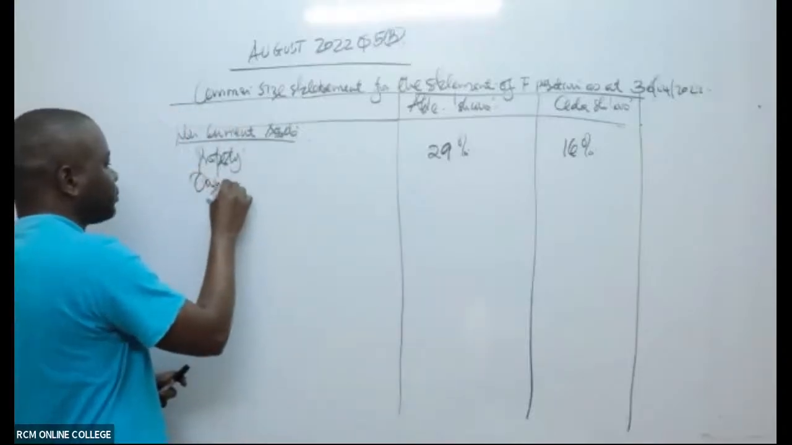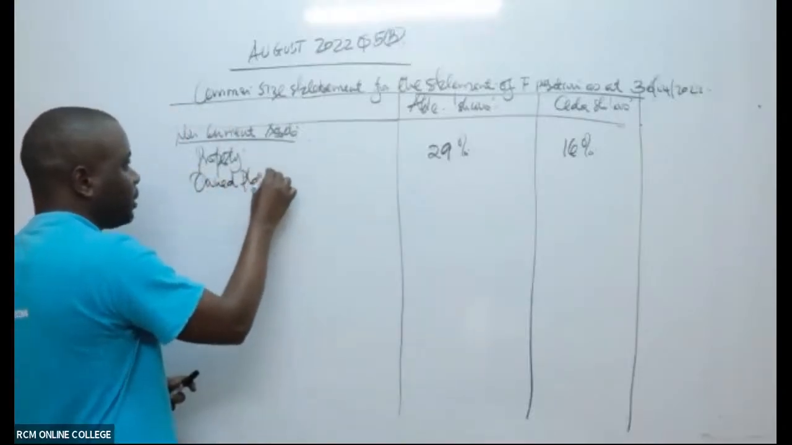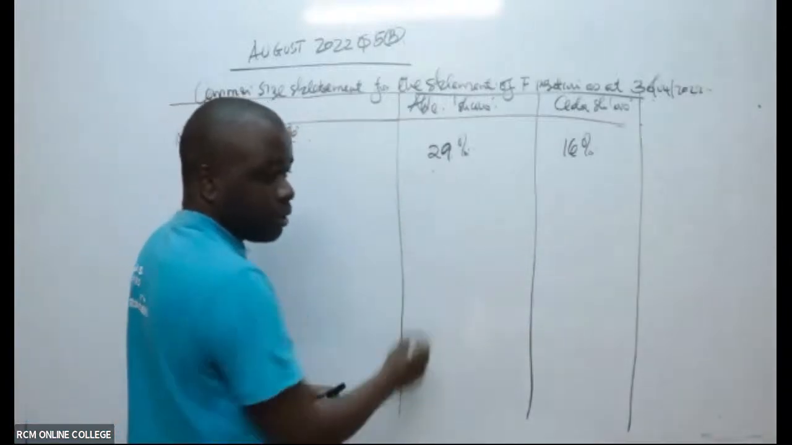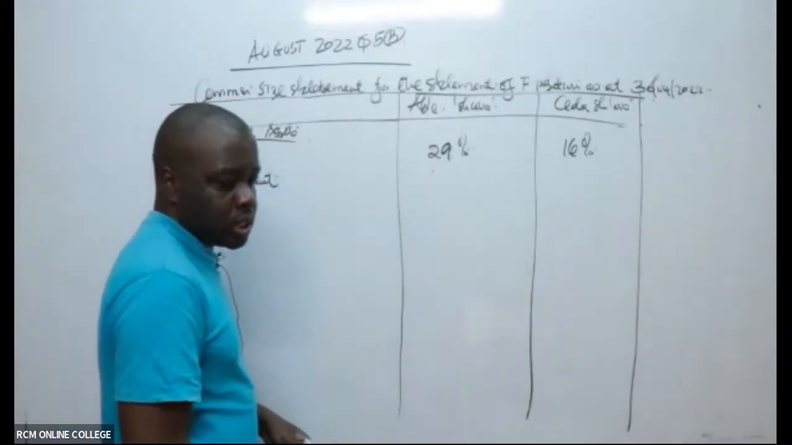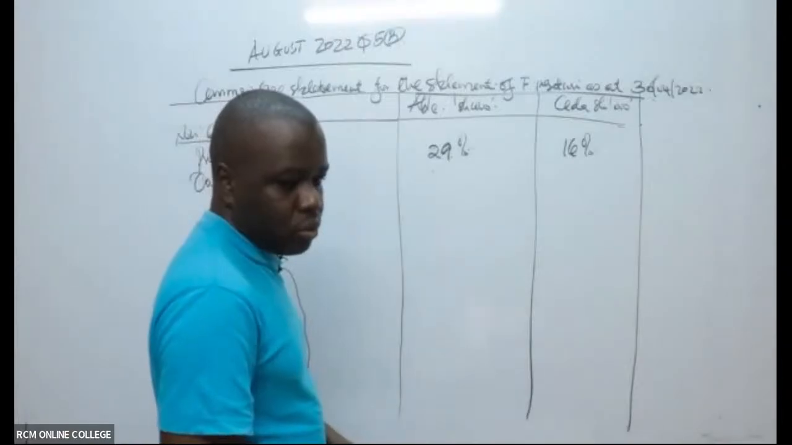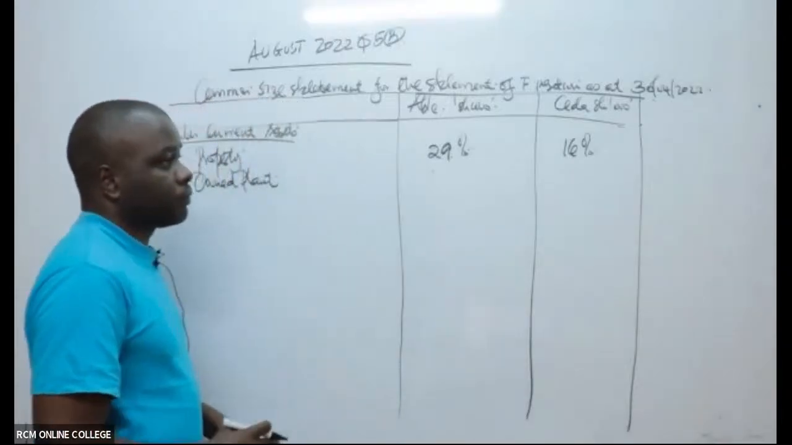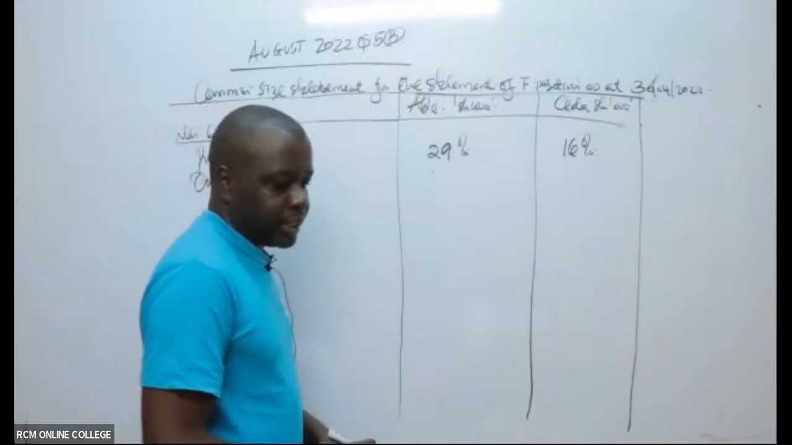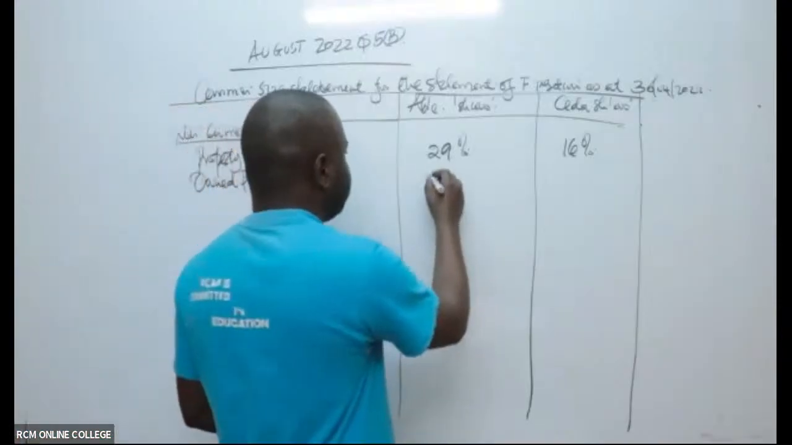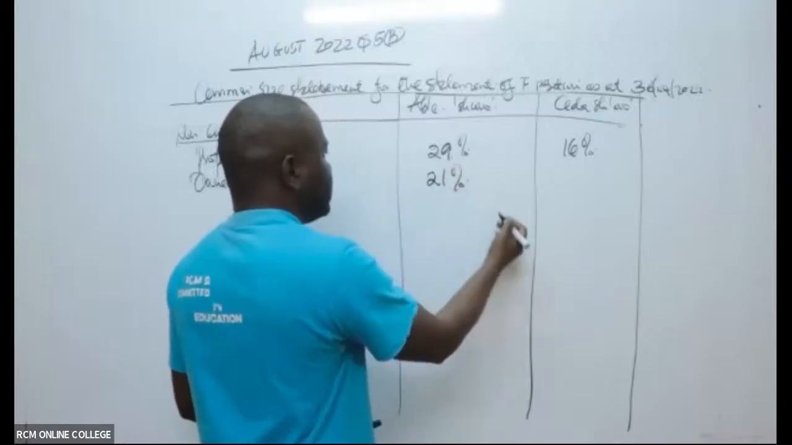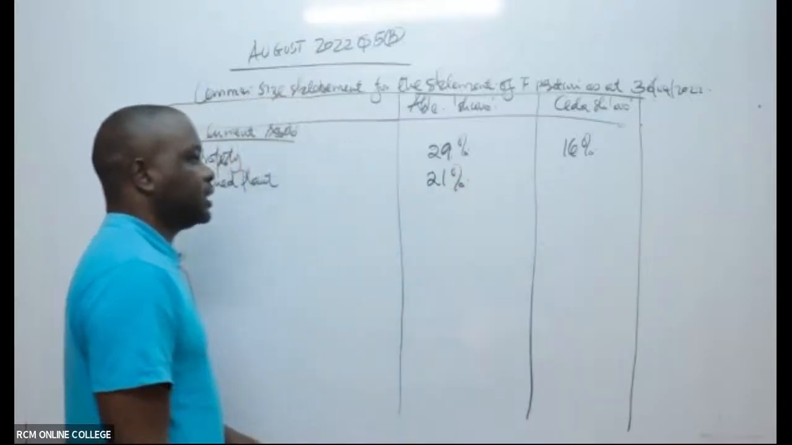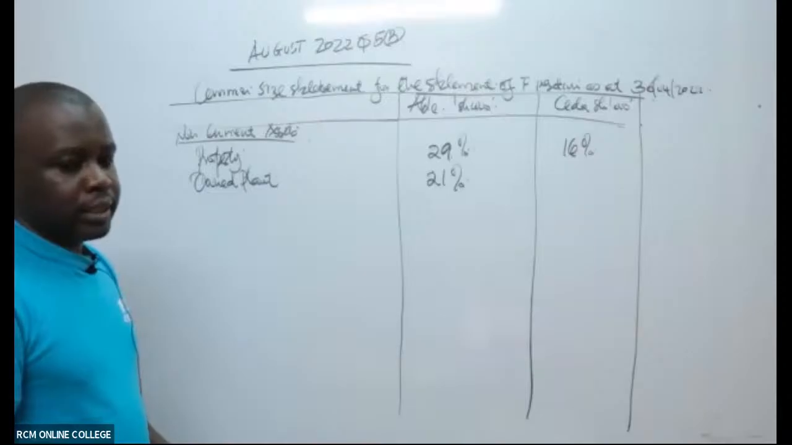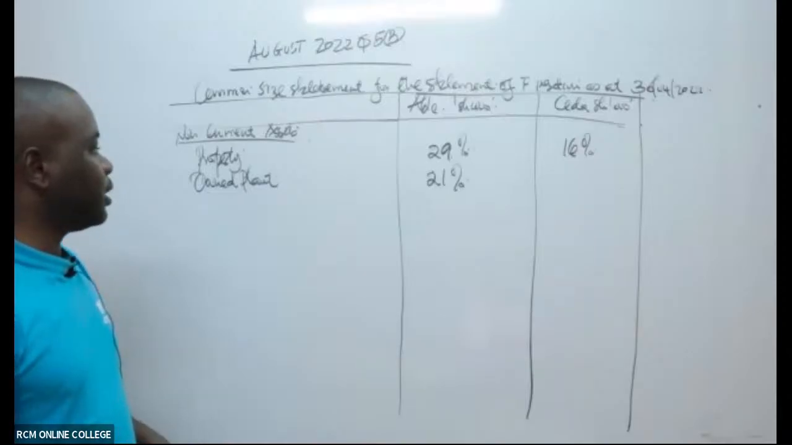What about the owned plant for able? 20.8, so maybe we can do 21%. What about the other side, SEDA, for the owned plant?